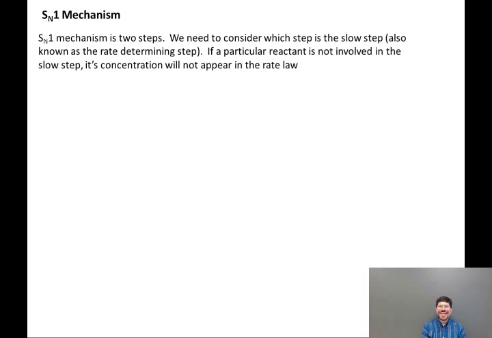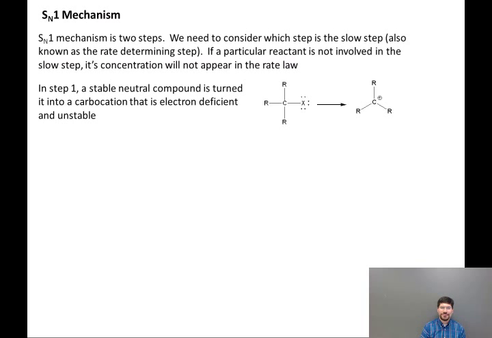If a particular reactant is not involved in the slow step, its concentration will not appear in the rate law. Okay, that's very important. I'm going to say it again. If a particular reactant is not involved in the slow step, its concentration will not appear in the rate law. The rate of the overall reaction is only the rate of the slow step. Any steps that are fast are going to be fast relative to the slow step, and they're not going to be limiting the rate of the reaction.